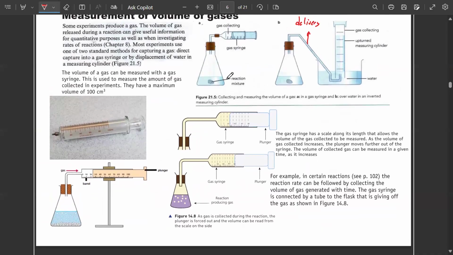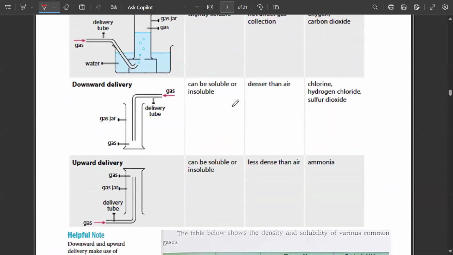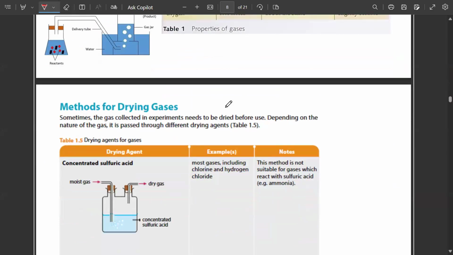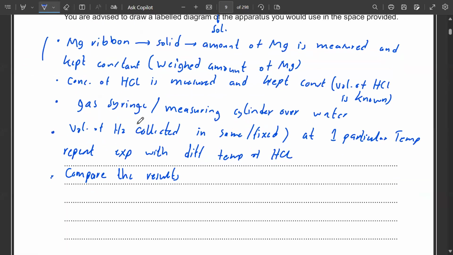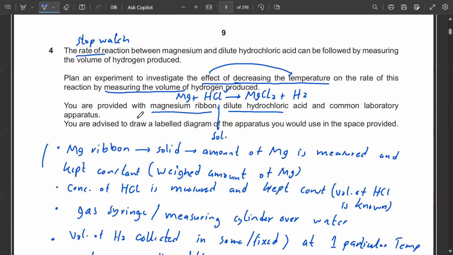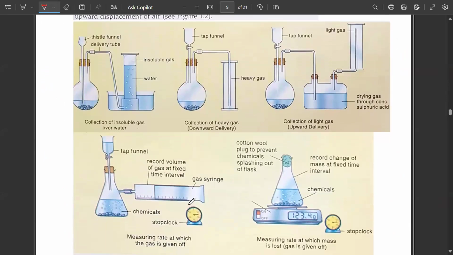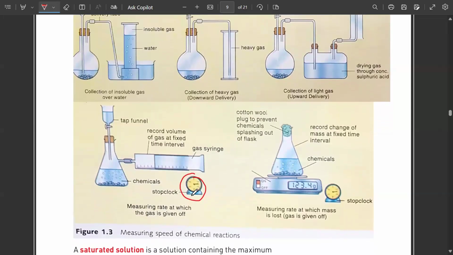You either use the gas syringe diagram or use a collection of the gas over the water. So in these ways you can get your right answers. So that was all about this question of finding the rate of the reaction. And definitely, one more diagram which I want to show you. This is a stopwatch here. This stopwatch is to be shown along with the other apparatus because you are supposed to find the rate of the reaction, and that has to be timed. So do draw a stopwatch along with this setup.